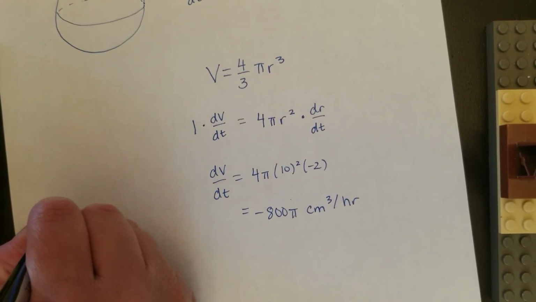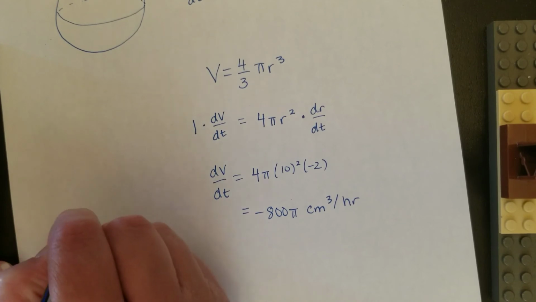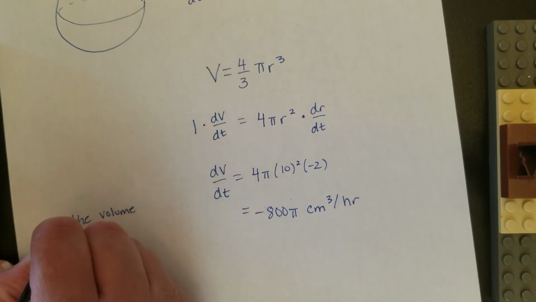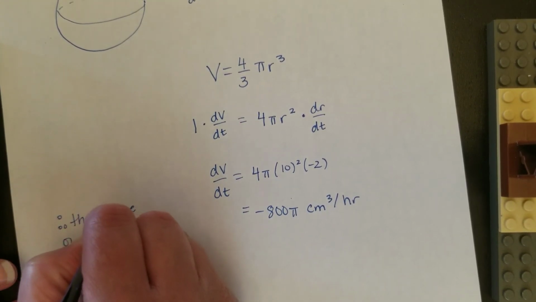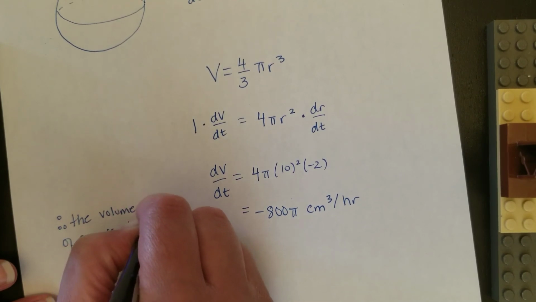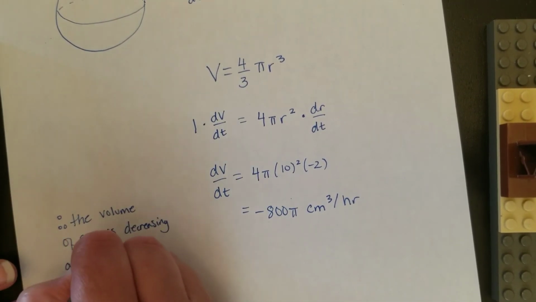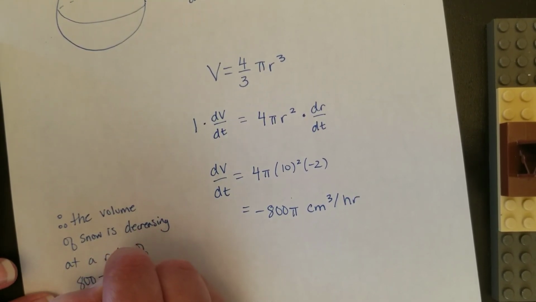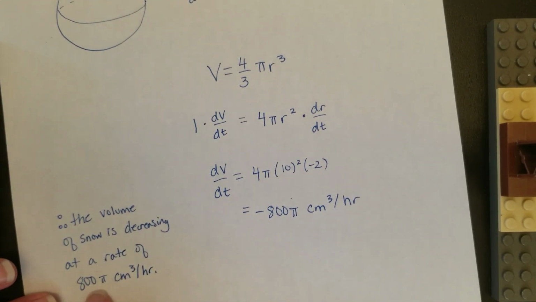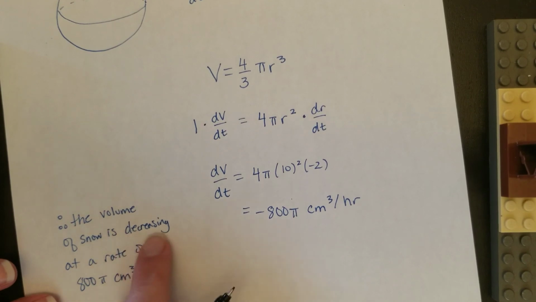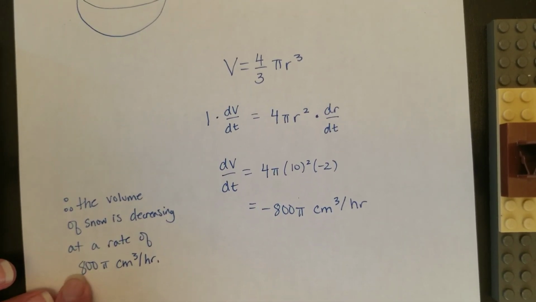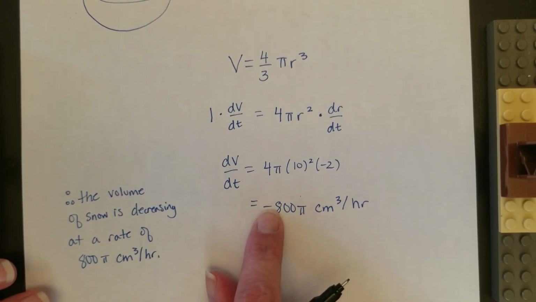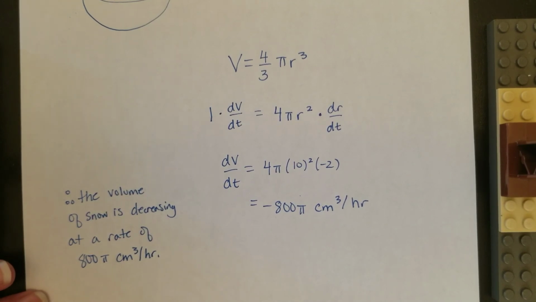So we could write a therefore statement. Therefore, the snow is melting, or the volume of snow is decreasing at a rate of 800 pi centimeters cubed per hour. And we could multiply in that pi for sure. Notice here, if I'm saying decreasing, I don't also need to include the negative sign. That's a little bit redundant, but we know that that negative means that the rate of change is negative, so the volume is decreasing.